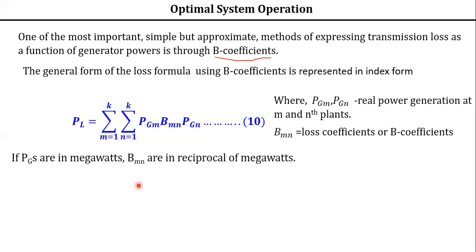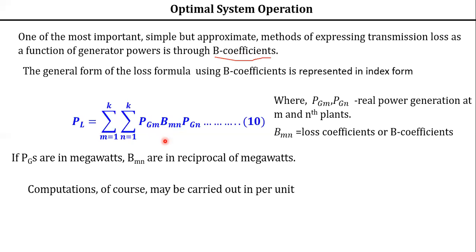Okay. Now what is the unit of PG? These PGs are real power generation, in megawatt. So then the unit of your loss coefficient or B coefficient will be reciprocal of megawatt. Please remember, if this is in megawatt, then the unit of this B coefficient will be reciprocal of megawatt, that is megawatt inverse. Remember that one, megawatt inverse. Understood? That is the B value we have to consider. So this is the unit.